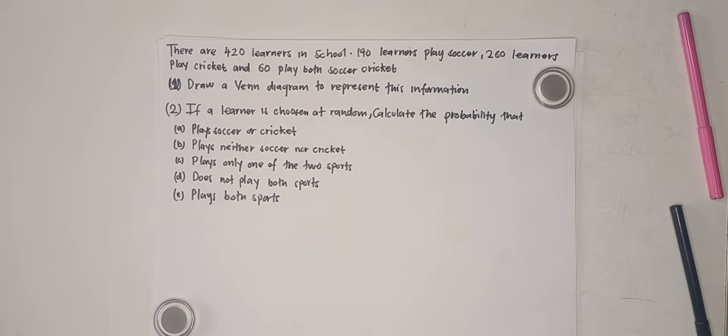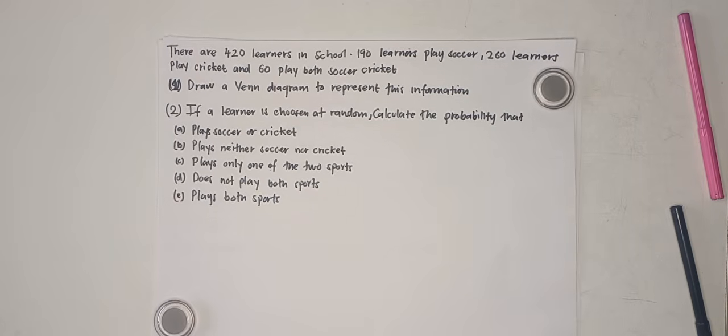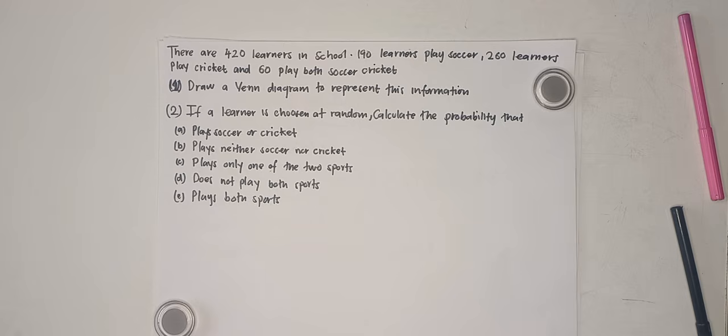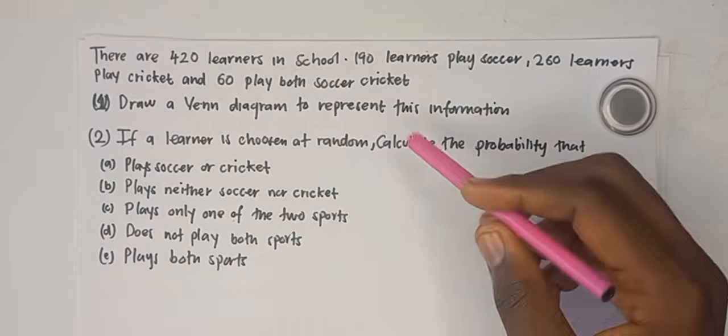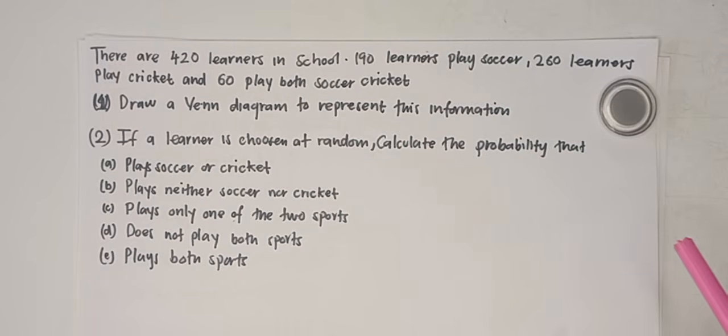In this video, we're going to learn how to draw a Venn diagram. The question says that there are 420 learners in a school. 120 learners play soccer, 260 learners play cricket, and 60 play both soccer and cricket. The first question says to draw a Venn diagram to represent this information.